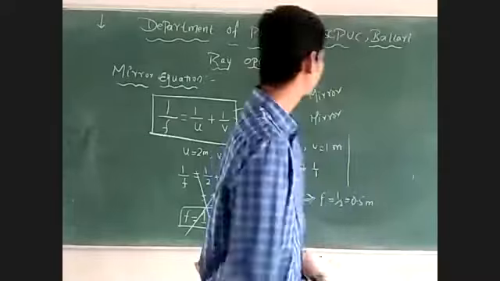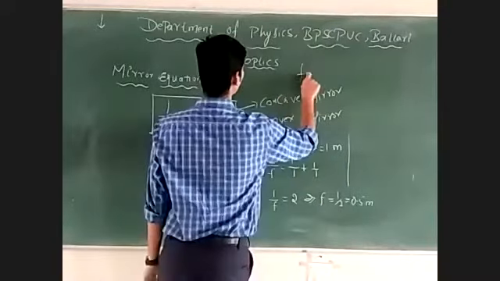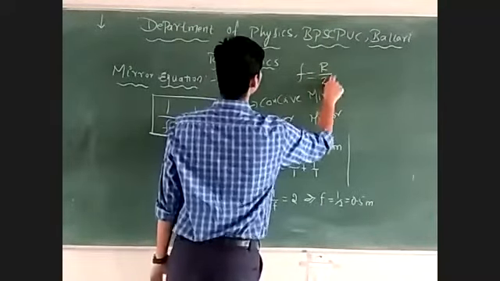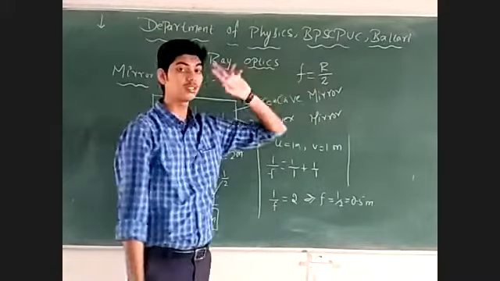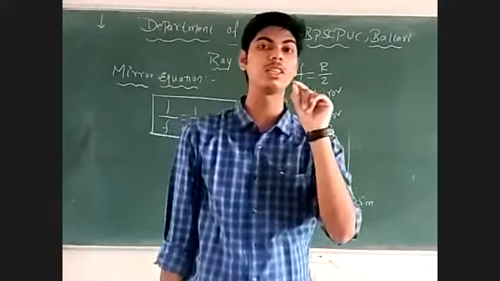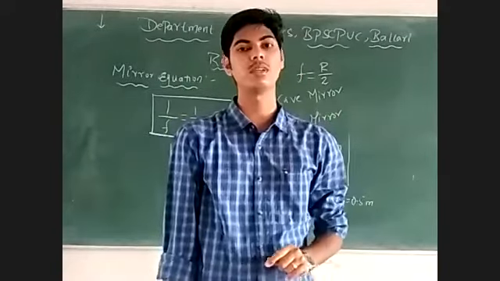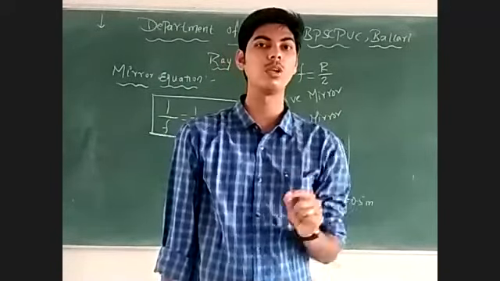Remember this. In our last class, we proved the relationship between focal length and radius of curvature. Focal length is half of the radius of curvature. Focal length depends only upon the radius of curvature of the mirror.